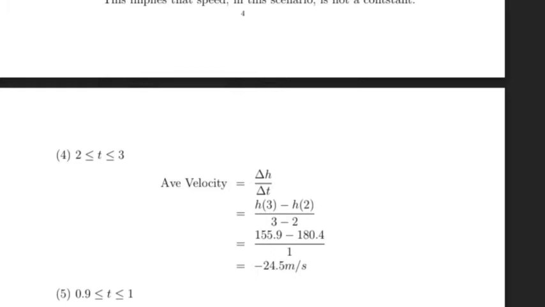Now, it's worth noting that when I talk about 2 to 3 seconds here, that could also have been described as the third second of falling. The first second would be between 0 and 1. The second would be between 1 and 2. The third second is between 2 and 3. It's not a bad idea to get familiar with that.